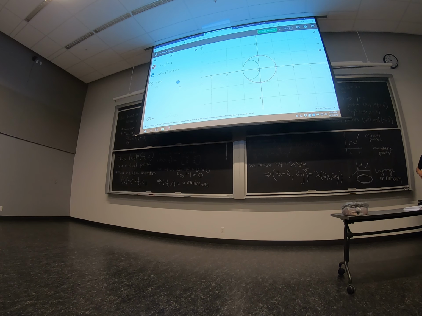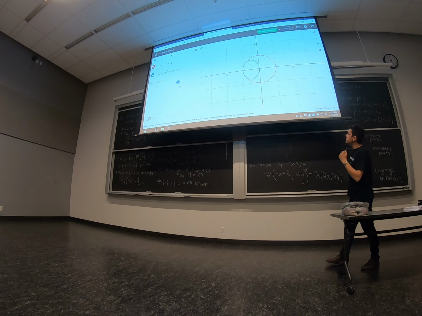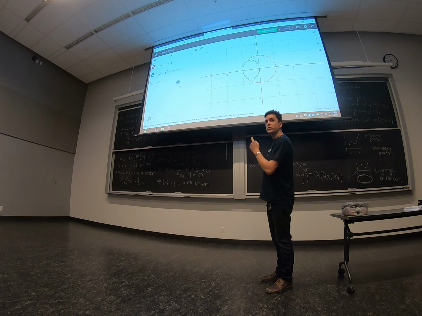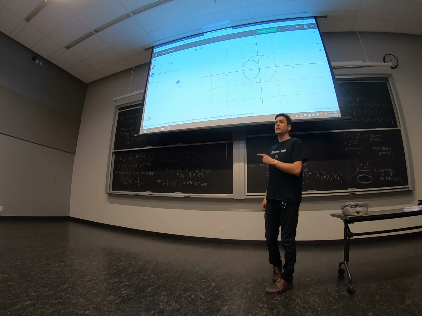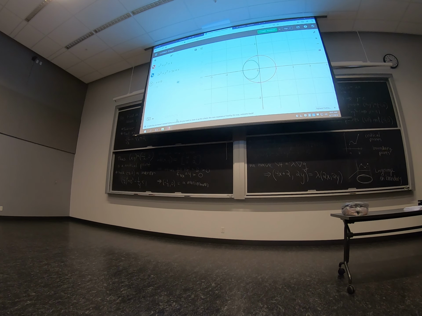Now they touch. Okay, so at 0, the two things are tangent, and Lagrange is the tool that picks up that tangency. Lagrange is the thing that says, at that point in time, you have a point of tangency. Okay.